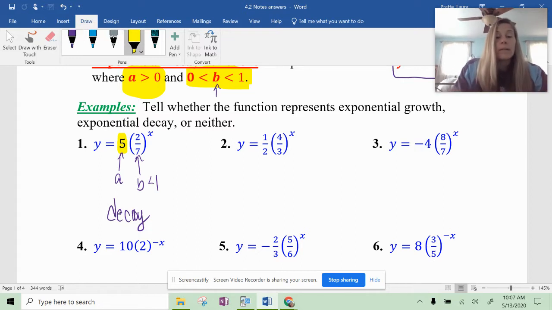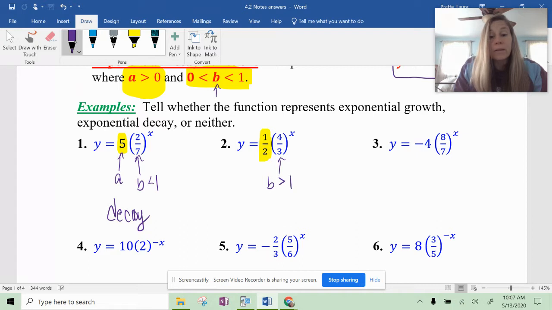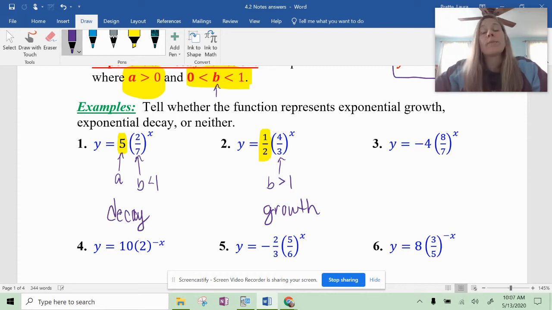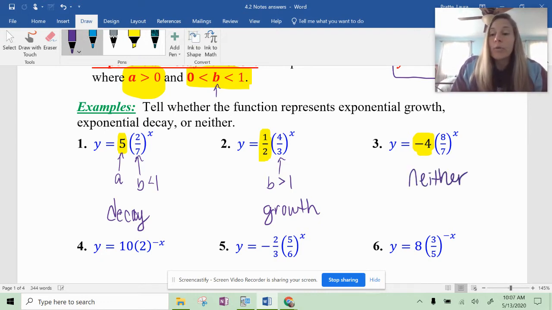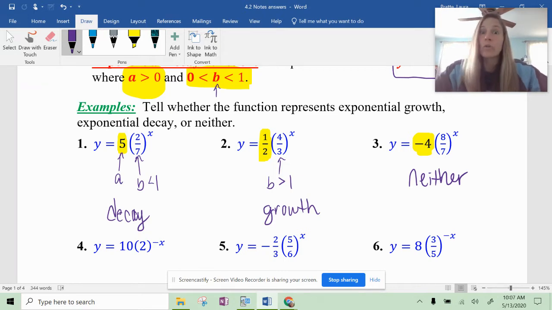Now we go to example 2. Again, we have a positive A value, so it's going to be either growth or decay. Then we look at the B value, and this time my B is 4/3. Now 4/3 is actually greater than 1. So that would be a growth factor, making this an exponential growth function. Okay, now we go to number 3. The A value is negative, so this is neither exponential growth nor decay. It's just another exponential function, but it's not growth or decay.